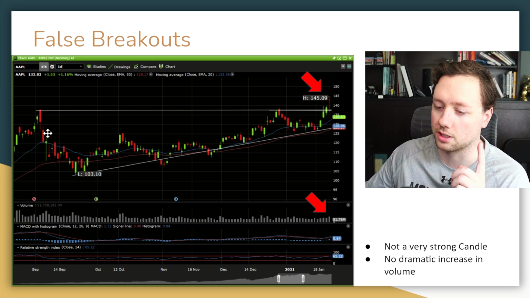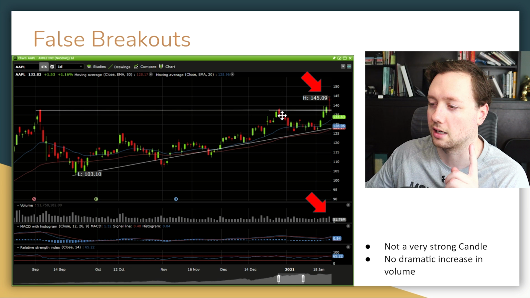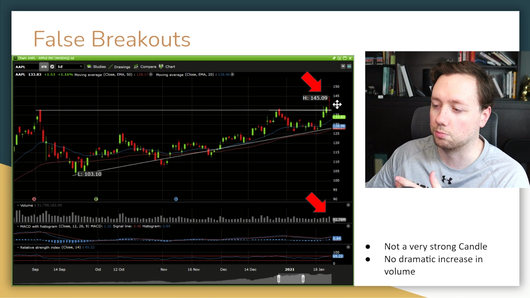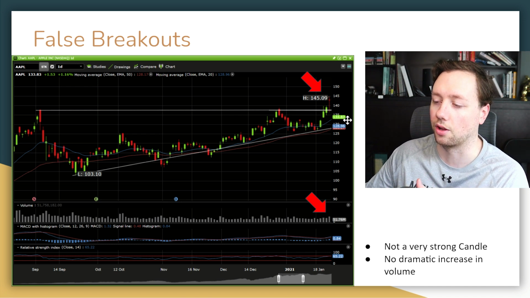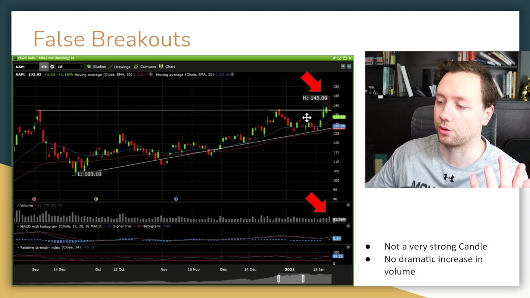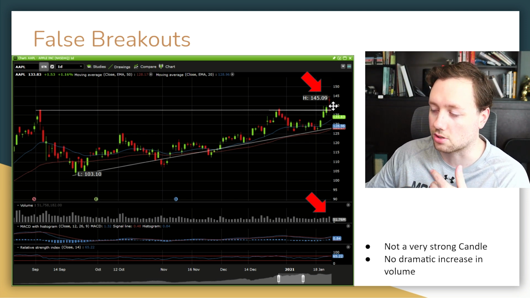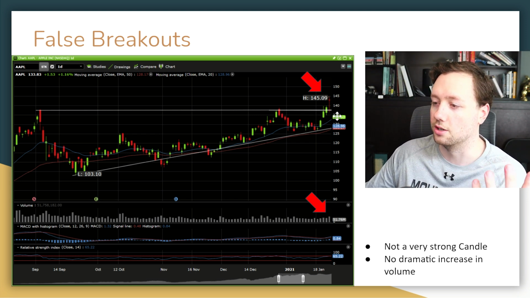It was rejected once right here in September, rejected again in December here, and then we were approaching it. And on this day right here in January, we had a big gap up. We broke up to a high of $145. So we very clearly broke through resistance. It was a breakout. The stock broke out through resistance. You can definitely say that.